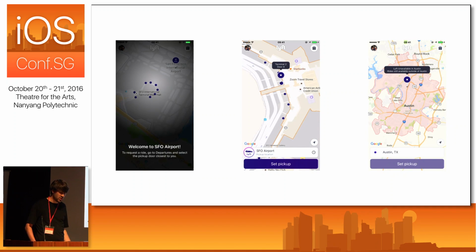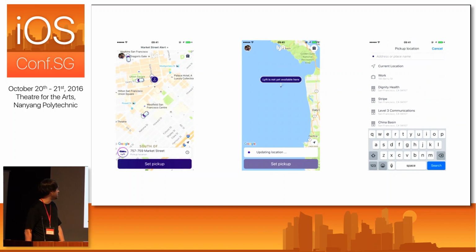So that's some more states. I hope you can see how this can get complicated, because remember, this is all one view controller handling all these states. And we have some more too. So you can have some generic banners across the top where you can't get picked up at Market Street.